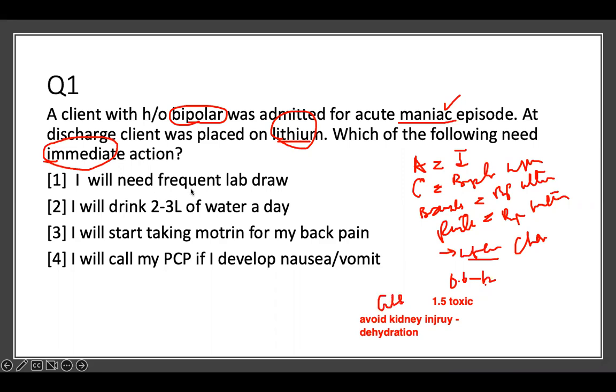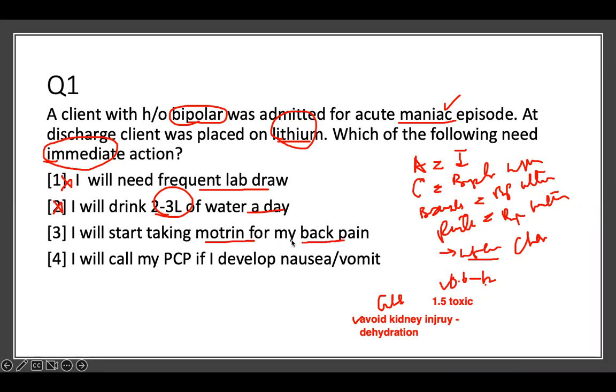"I will need frequent lab draws." Yes, with the narrow therapeutic range, you need frequent lab draws, so I don't need to intervene. "I will drink 2 to 3 liters of water a day." Avoid dehydration and injury to the kidney, so no intervention.